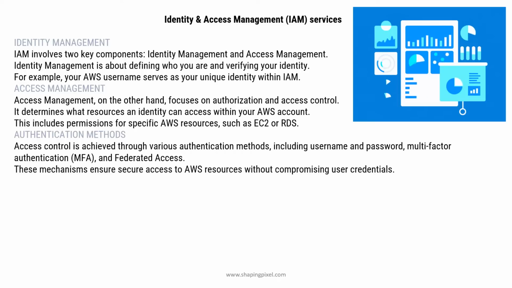Access management, on the other hand, focuses on authorization and access control. It determines what resources an identity can access within your AWS account. These include permissions for specific AWS resources such as EC2 or RDS. Access control is achieved through various authentication methods, including username and password, multi-factor authentication, and federated access. These mechanisms ensure secure access to AWS resources without compromising user credentials.